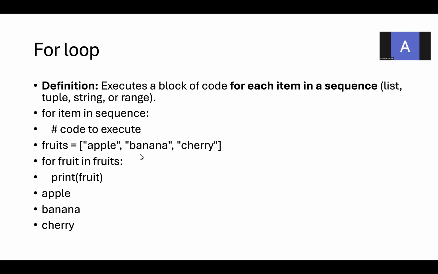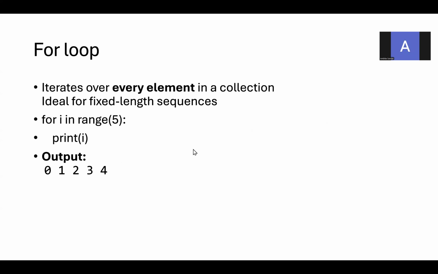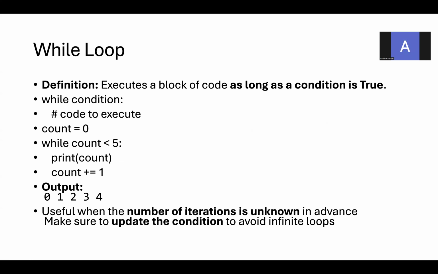That's what I said: it is going to iterate through each element. In the first example the elements are apple, banana, cherry, so it iterates through every element. In this one, I have mentioned range of 5, so it is going to iterate from 0 to 4. This is the way the for loop works. A while loop executes a block of code as long as the condition is true. Till the condition is true, the block of code is going to get executed, or else not.